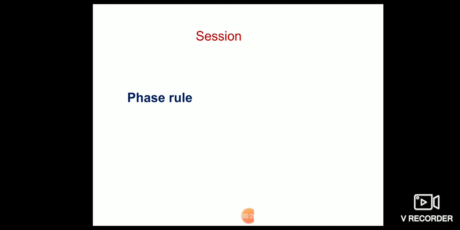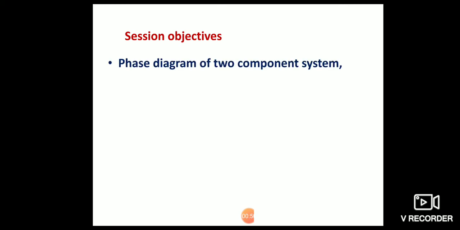In this session, I am going to discuss the chapter Phase Rule. This is a continuation of previous topics. In previous topics, we have discussed various terminology that we came across in phase rule and water system, phase diagram of water system, then phase diagram of silver lead system. Now we are going to discuss phase diagram of two component system, that is magnesium zinc system.